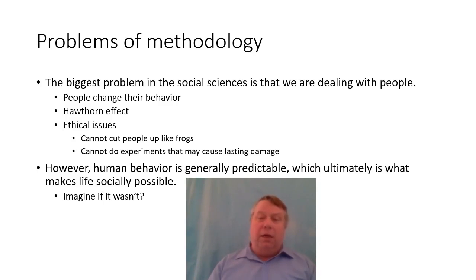So that does limit us to some extent. However, human behavior is generally predictable, which ultimately is what makes social life possible. If we could not predict to a certain degree of accuracy the behavior of other people, we would be living in chaos, right? So this means that since social science is looking for those predictable behaviors, they are there and they can be seen and measured.